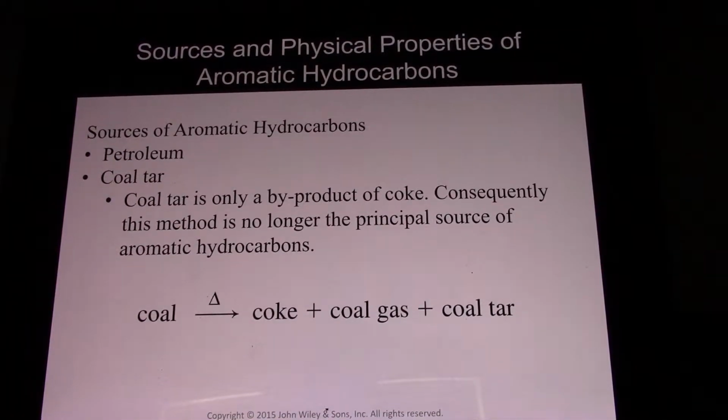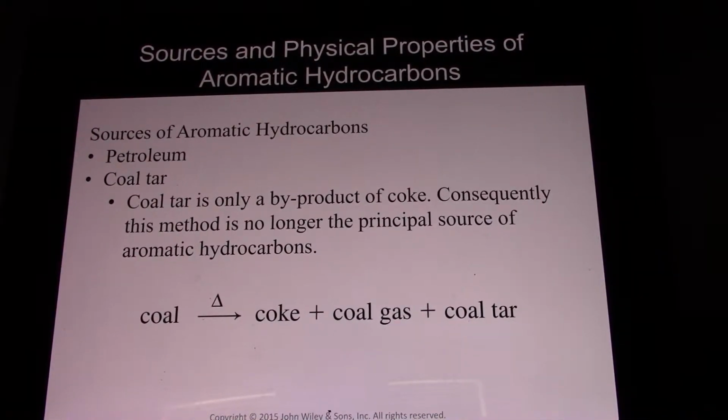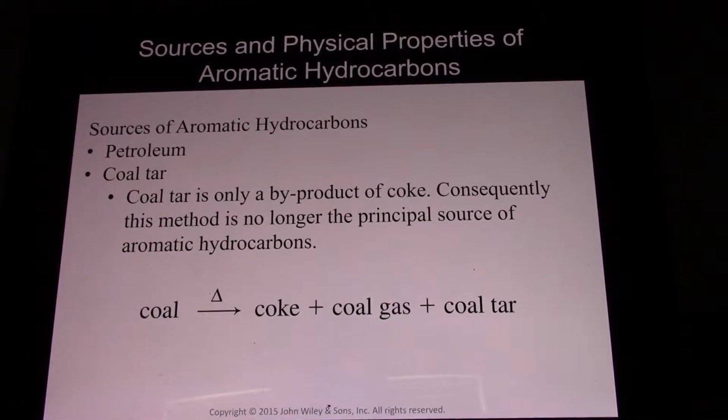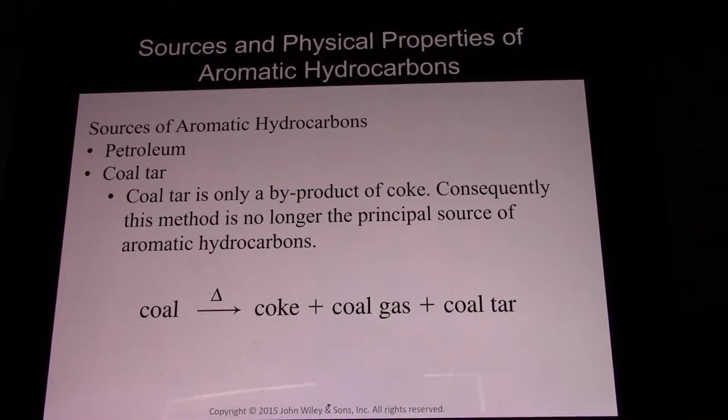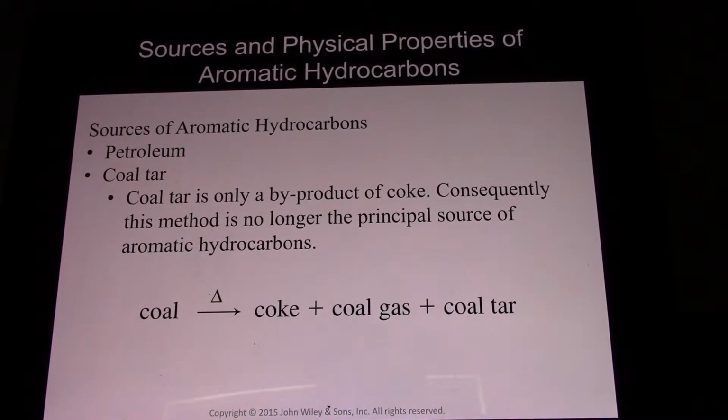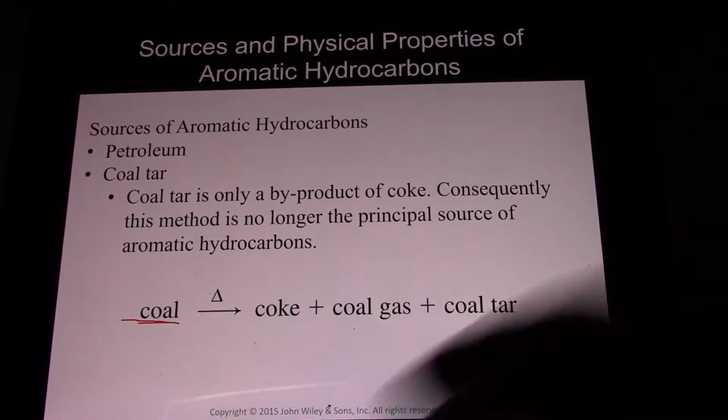Sources of aromatic hydrocarbons: we have petroleum and coal tar. Coal tar is only a byproduct of coke. Consequently, this method is no longer the principal source of aromatic hydrocarbons, because coke comes from burning coal, and we are rapidly moving away from coal as a fuel and embracing natural gas because it's so much cleaner than coal.